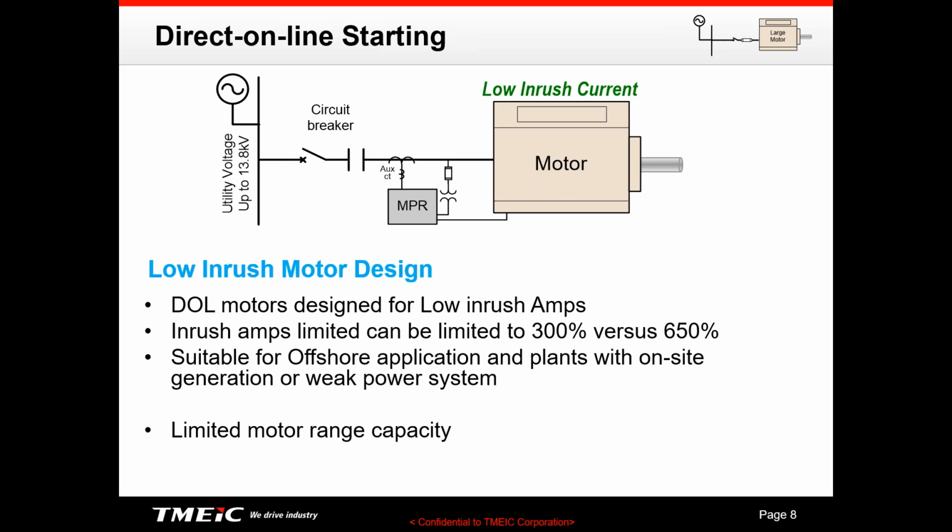But at the same time, those materials create a lot of heat. So to compensate for the heat, we need to add more active material like extra core pack, or if you reach the max core pack in the same frame, of course you have to increase the motor frame size by 1 or 2 sizes. That's why the motor range capacity is very limited there.